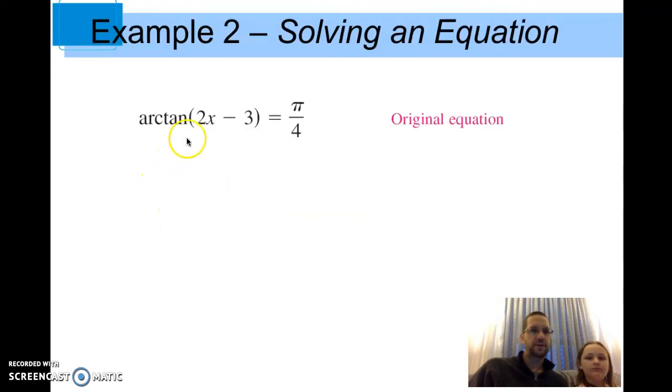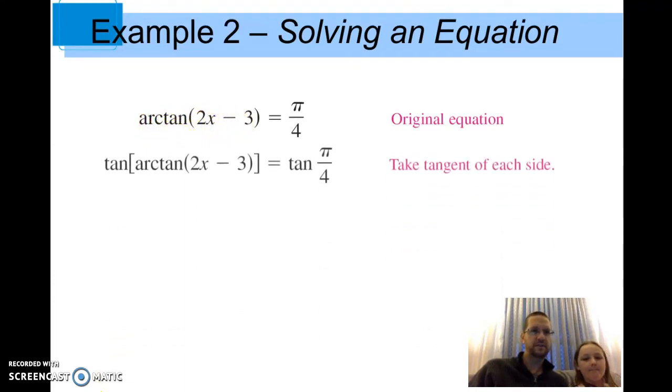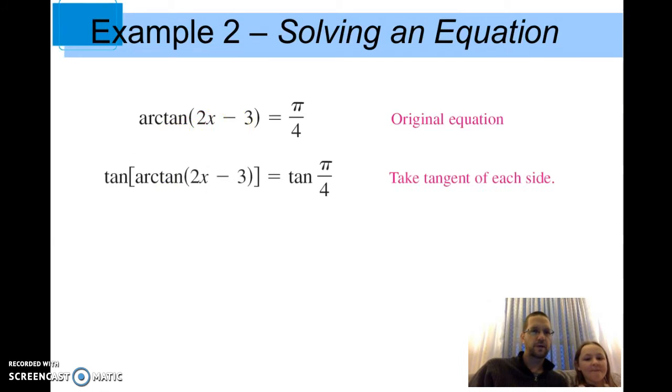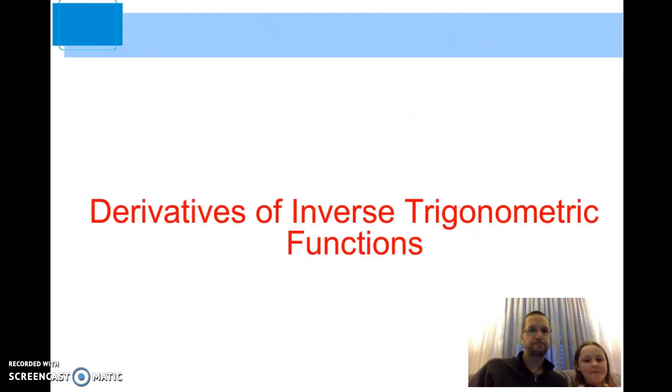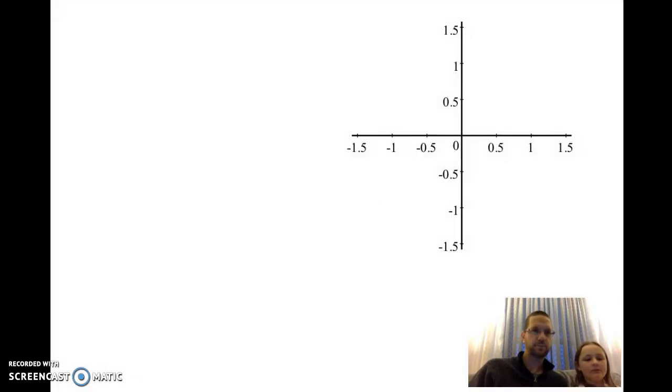All right, algebraic solving. In order to get the arc tangent off of the argument 2x minus 3, we're going to take the tangent function on both sides. It's going to keep your limited domain for the argument, and you would just solve with a limited domain. All right, that's all the pre-calc stuff. So now we're going to head into derivatives.